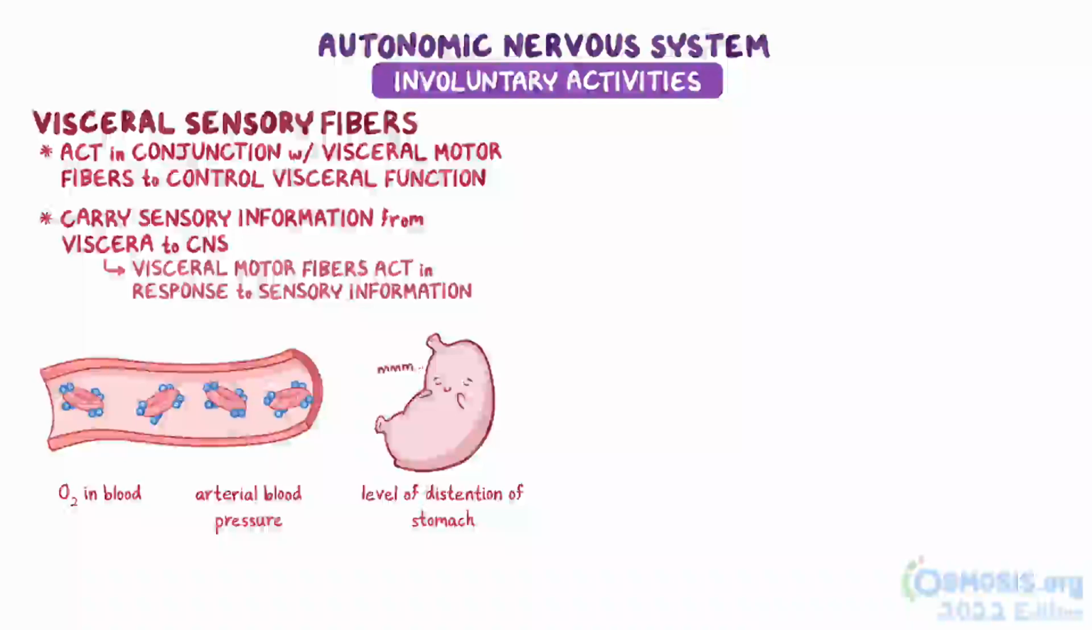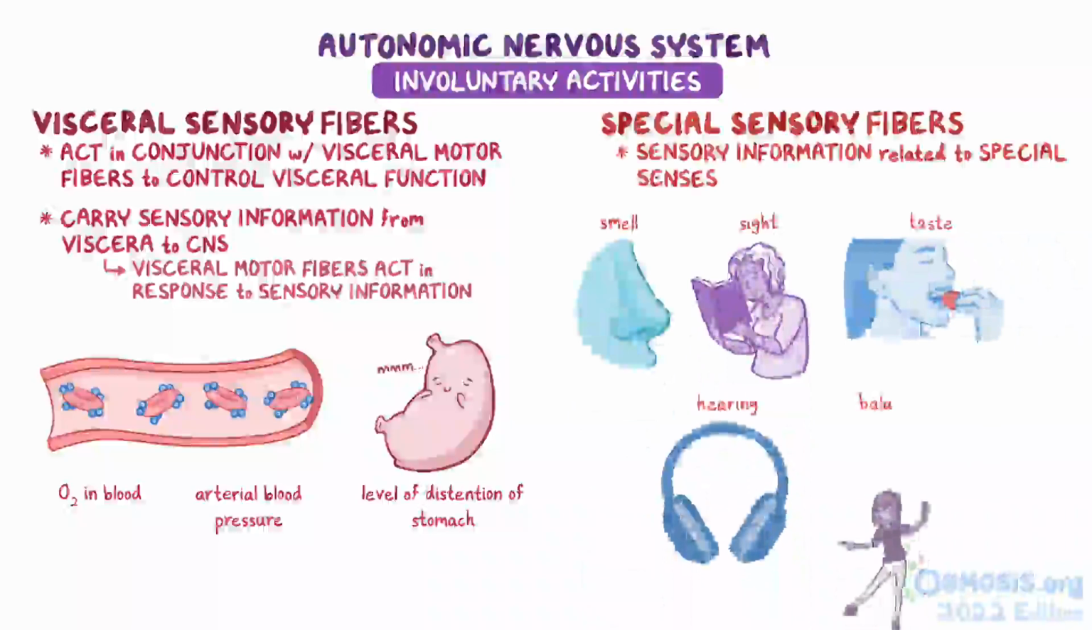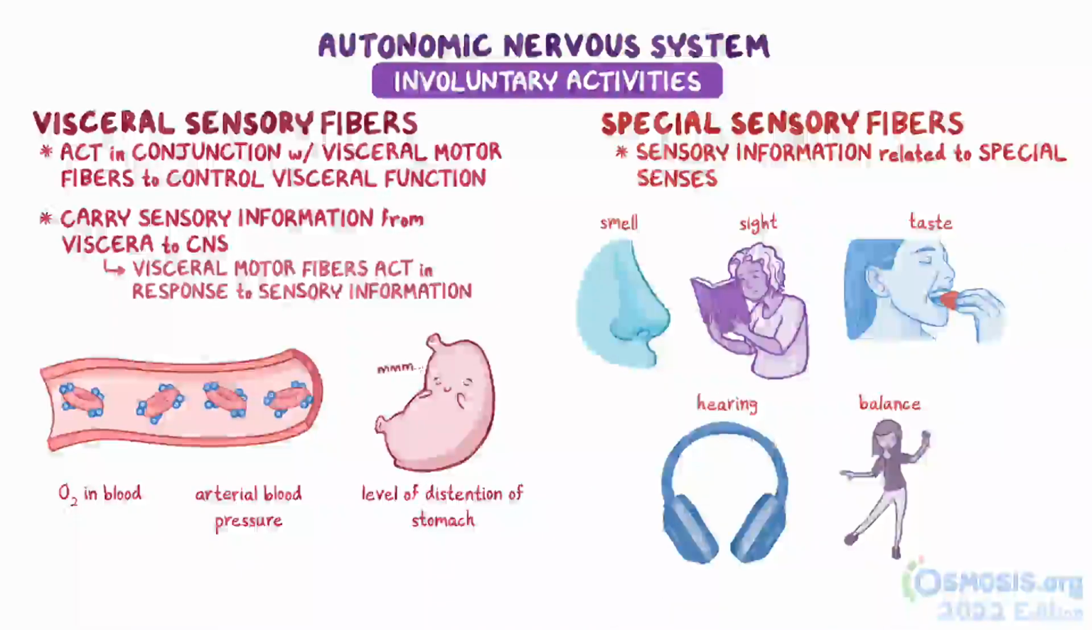Now, there is also a unique set of sensory neurons we want to mention called special sensory fibers, which relay sensory information related to our special senses, such as smell, sight, taste, hearing, and balance, back to the CNS for interpretation.